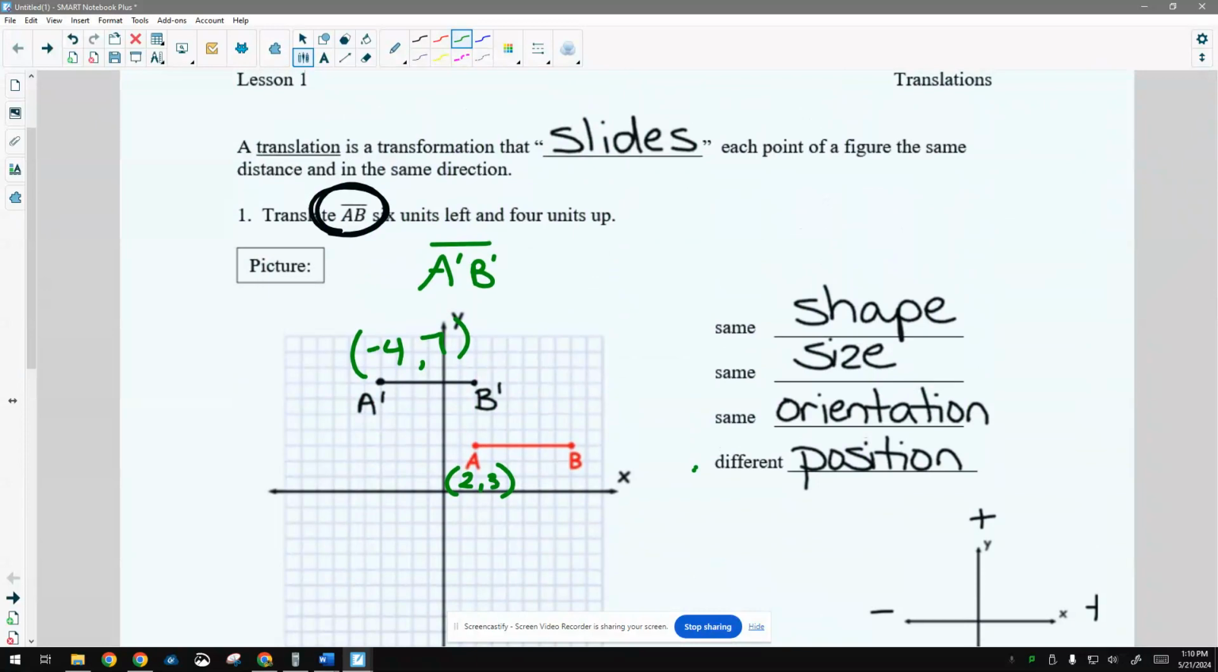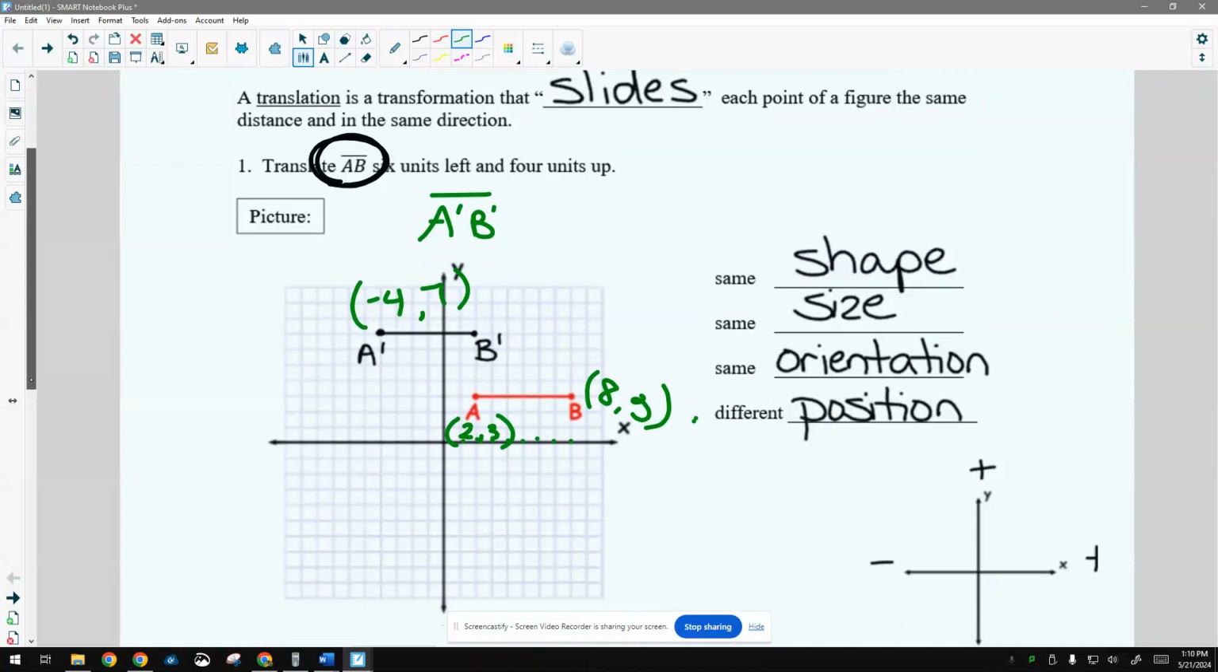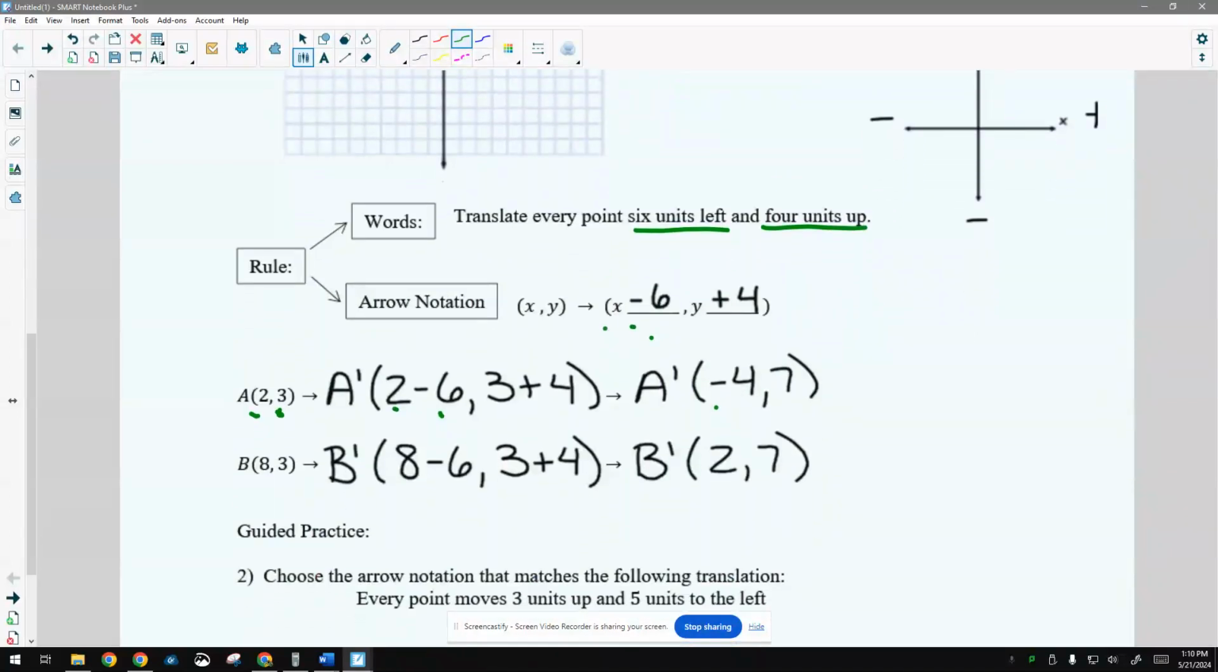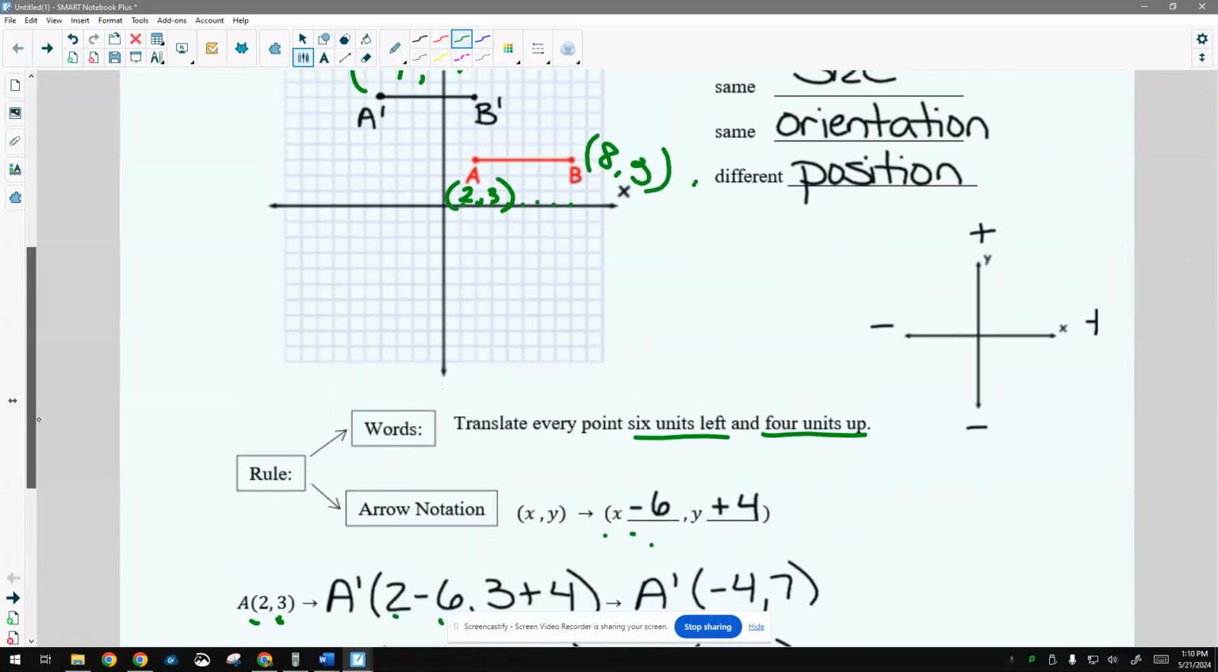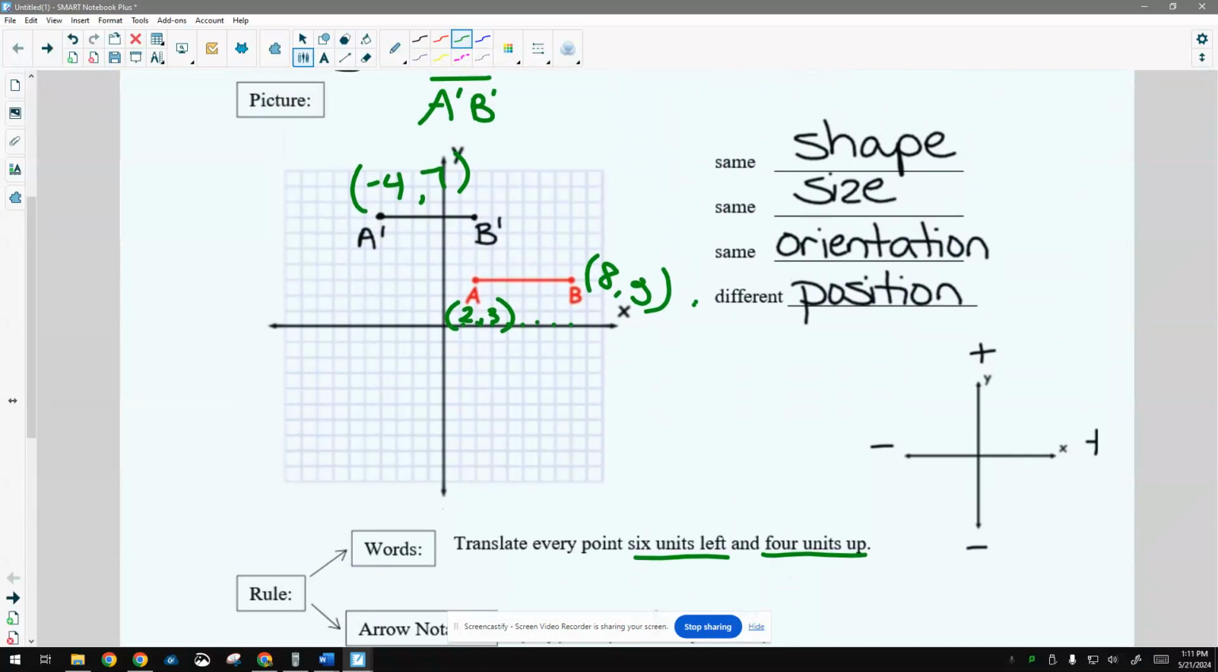Okay, so look, that's exactly what happened. Negative 4, 7. You with me? So now let's take point B, which is 8, 3. And let's see what point that should become. We're going to take x and subtract 6. So 8 minus 6 gives me 2. Then we're going to take the y, which is 3, and add 4. 3 plus 4 is 7. We should be at the point 2, 7. Let's see if we were. Yes, 2, 7.